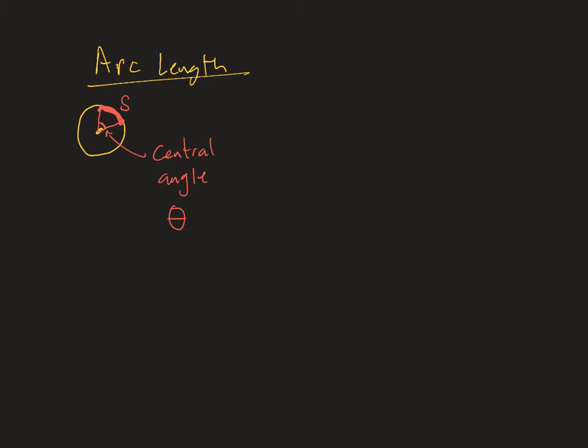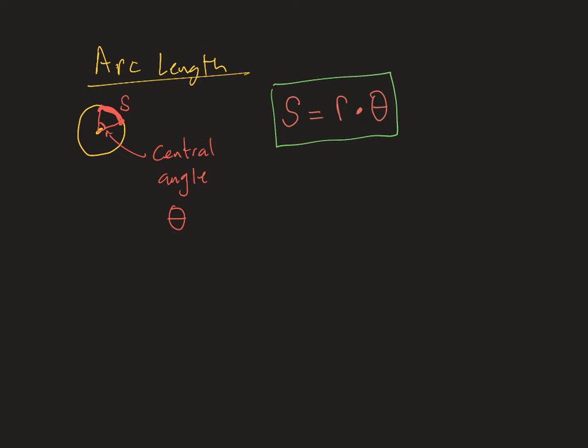And the deal is that we just realized this is a percentage of the entire circumference of the circle. It's a fraction of the entire circumference of the circle, and when you set that proportion up and solve for S, what you get is a very simple formula. Our arc length formula is S equals the radius times the central angle. S equals r theta. That's our formula.